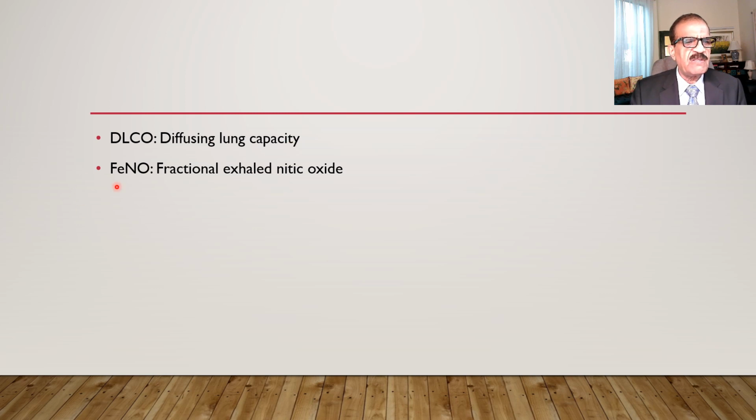And the second test is FeNO. This is a relatively recent test. This is the measurement of fractional exhaled nitric oxide. Nitric oxide is present at a very, very low level in our ambient air, so we inhale it and we also exhale it. But if we can measure the fraction of nitric oxide exhaled, that gives us very useful information, particularly to see if there is any eosinophilic inflammation. So these two tests have unique values, and I think you need to know them well.